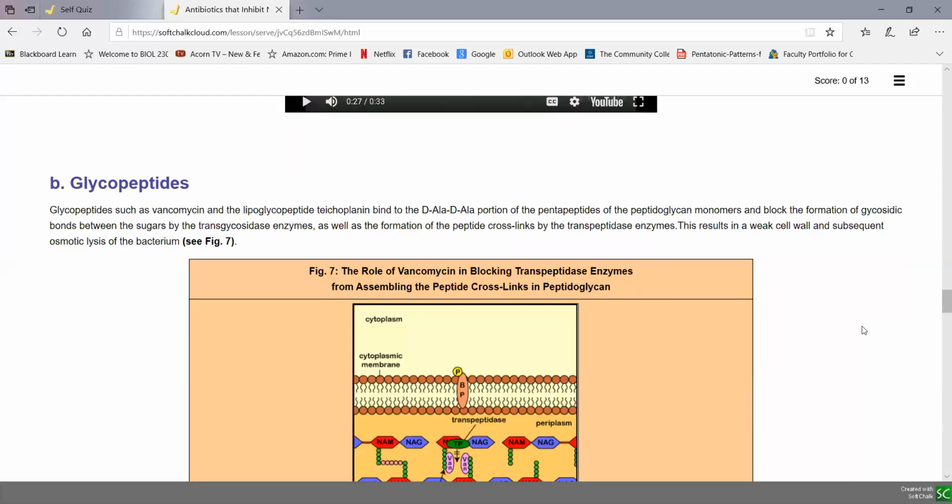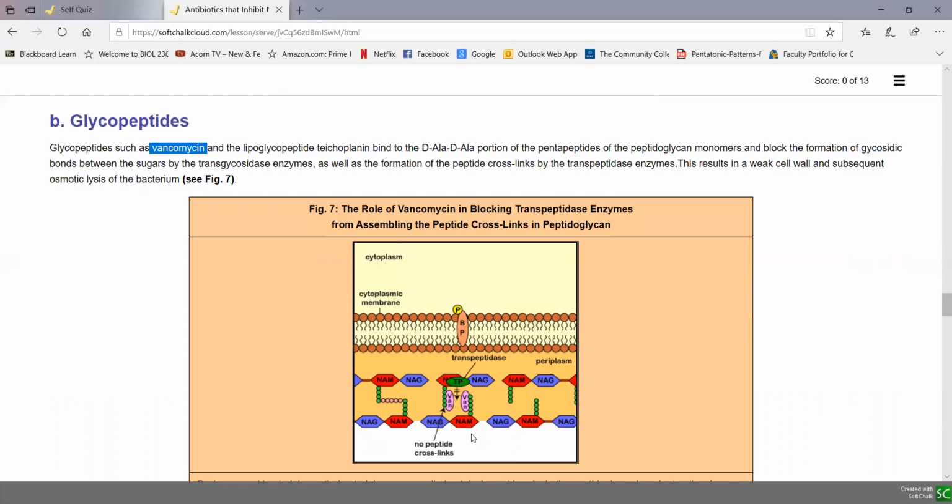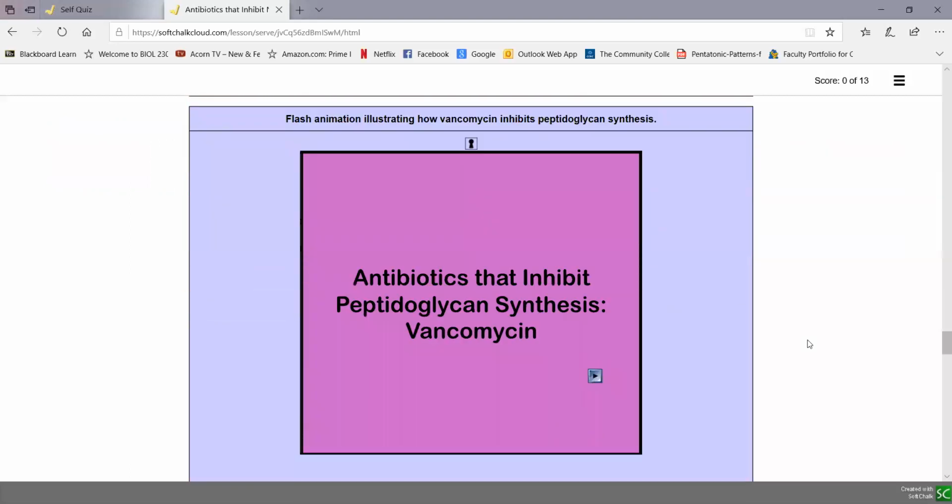Another group of antibiotics that inhibit peptidoglycan synthesis are the glycopeptides. Vancomycin is a nice example of that. And this actually binds to two of the amino acids on the pentapeptide chain that comes off the NAM. So rather than binding to transpeptidase, it actually binds to the pentapeptide of the new monomer. But then when transpeptidase tries to hook them together, it can't, because, again, the drug is bound to the amino acids, so the amino acids can't join to the peptide chain. And again, you have a weak cell wall and they burst. So we see that in this animation.